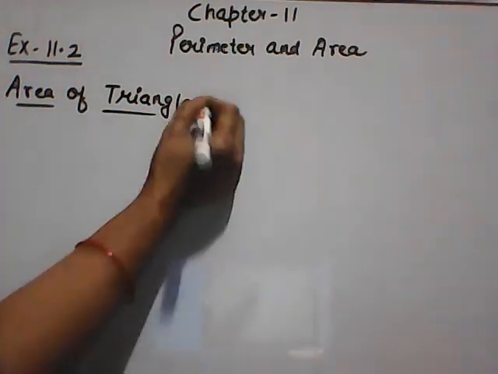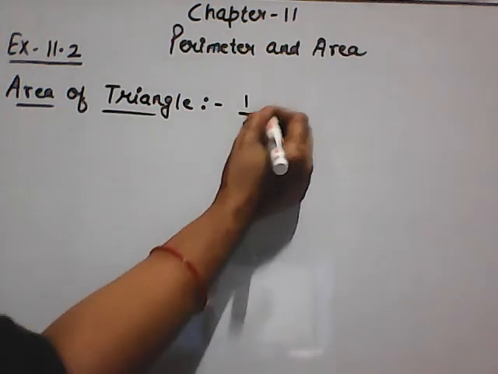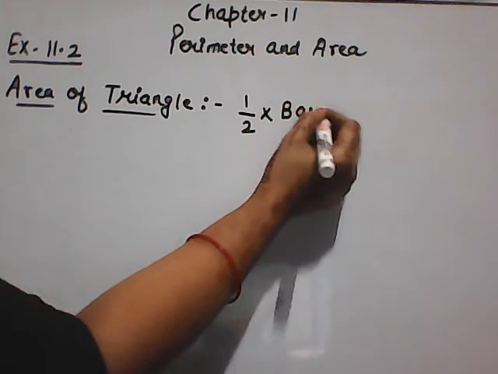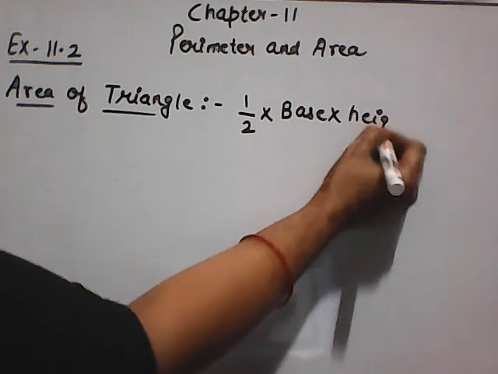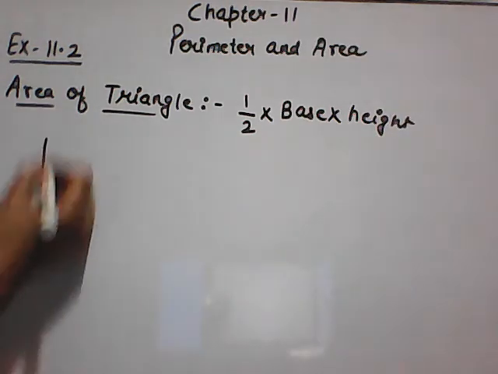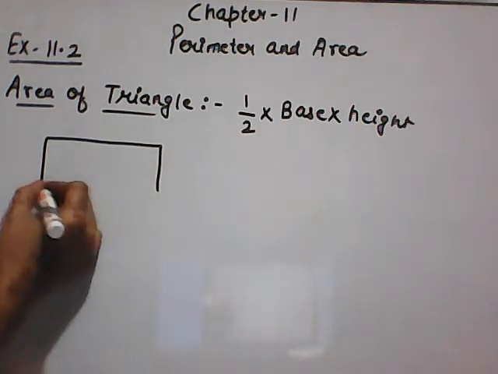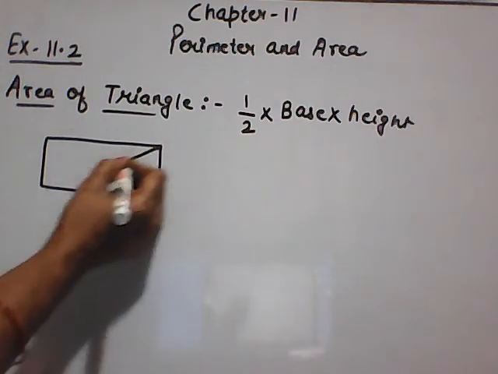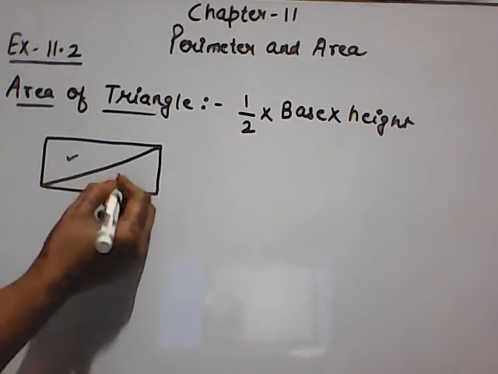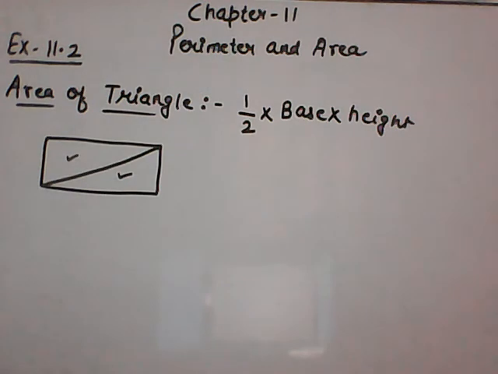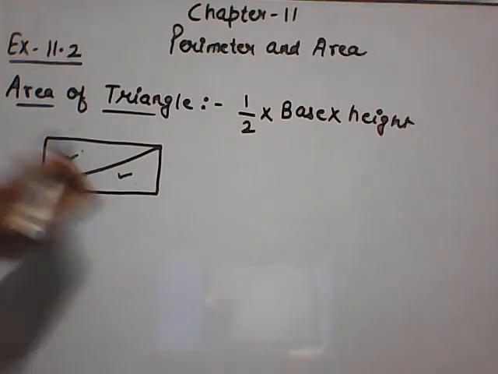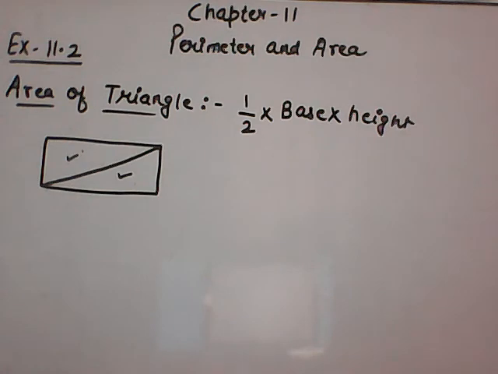Area of a triangle is equal to 1 by 2 into base into height. How can we derive this formula? Suppose we take a rectangular sheet and cut this sheet along the diagonal, then it divides into two parts. This diagonal divides the rectangle into two right angled triangles. If we superimpose one triangle over the other, then one covers the other completely. So we can say these two triangles are congruent and are of equal areas.